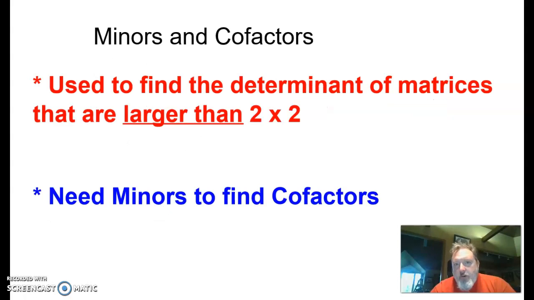All right, so minors and cofactors, we only use these for matrices that are larger than 2x2, and for our purposes, we'll only do 3x3s here. We're not going to get into 4x4 and 5x5. You can do those, but that's beyond what we need to do. And unfortunately, you have to find both. We need to find the minors in order to get the cofactors, and that's how we find the determinant. And I'm going to walk you through that process right now on these next couple slides.